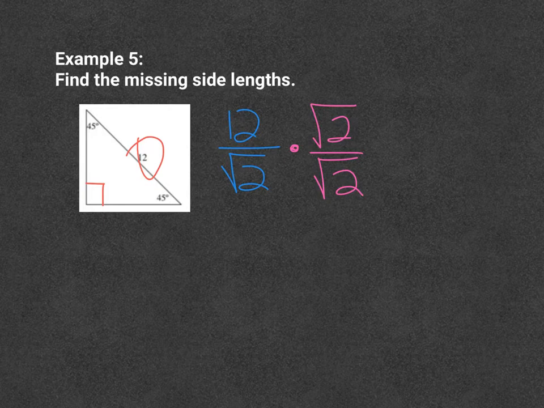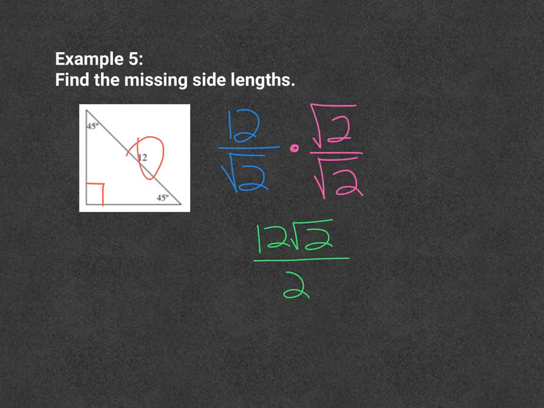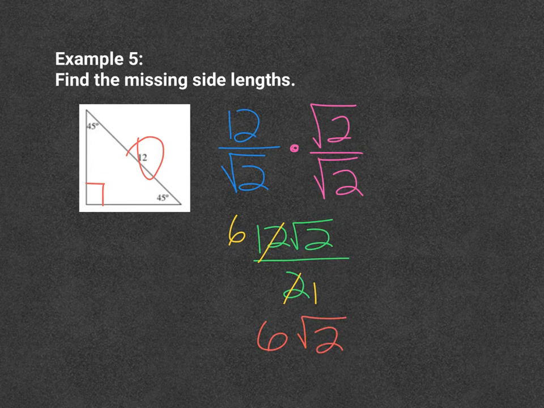So 12 times root 2 is 12 root 2. And then root 2 times root 2 will give me the square root of 4. The square root of 4 will be 2. I'm going to simplify. 12 divided by 2 will give me 6. That means my answer is 6 root 2. So each of my legs are 6 root 2.